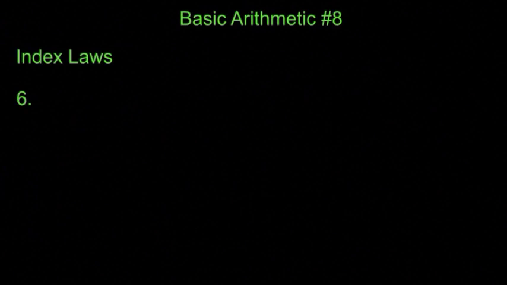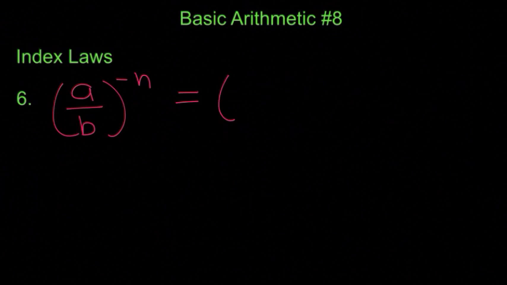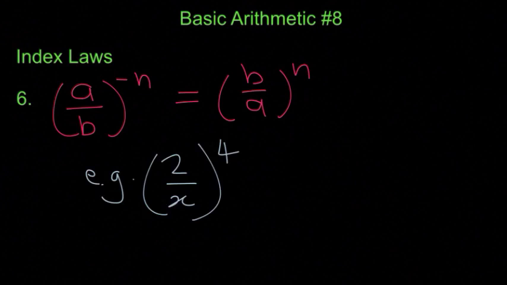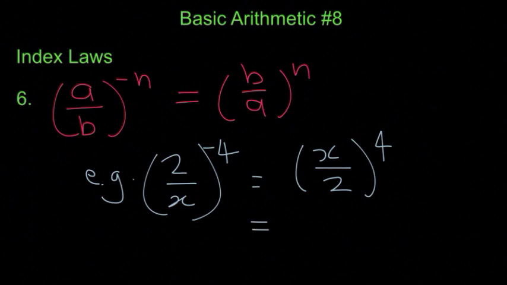The sixth law states something quite similar to the fifth law. However, we have a negative index. So if I have a over b to the power of minus n, then to make that a positive power, we can simply invert the fraction that was within the brackets. So our example this time could be 2 over x to the power of minus 4. That would equal x over 2 to the power of positive 4. And then if we expand the brackets, we'll have x to the power of 4 all over 2 to the power of 4.